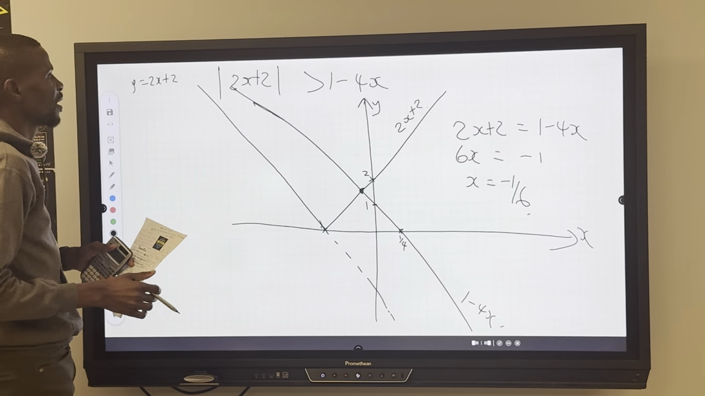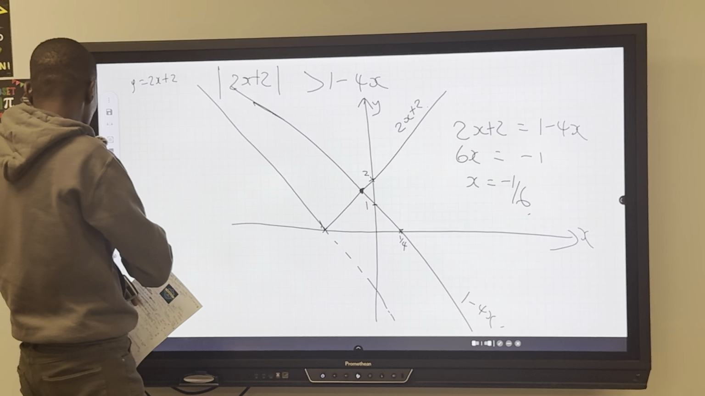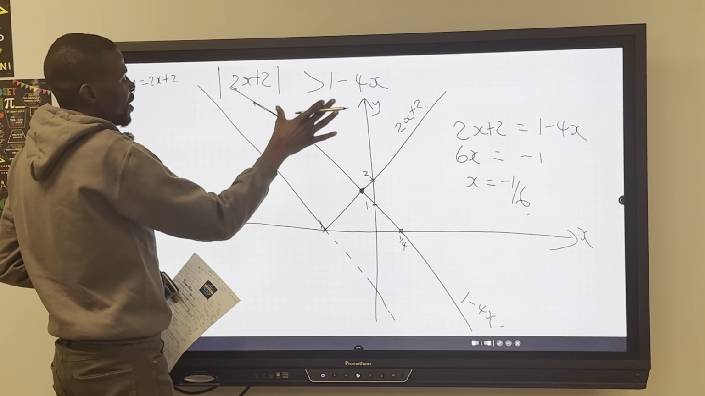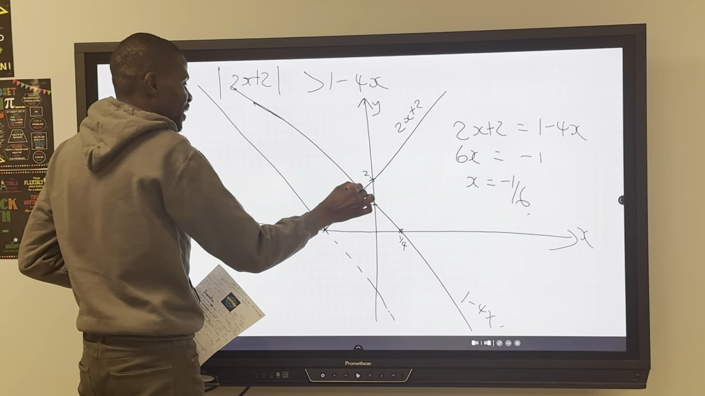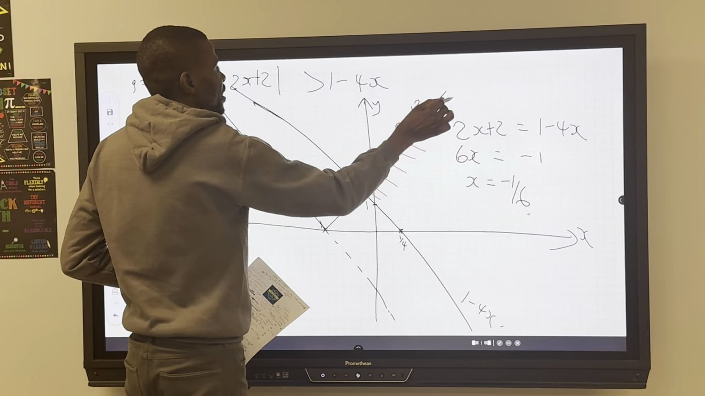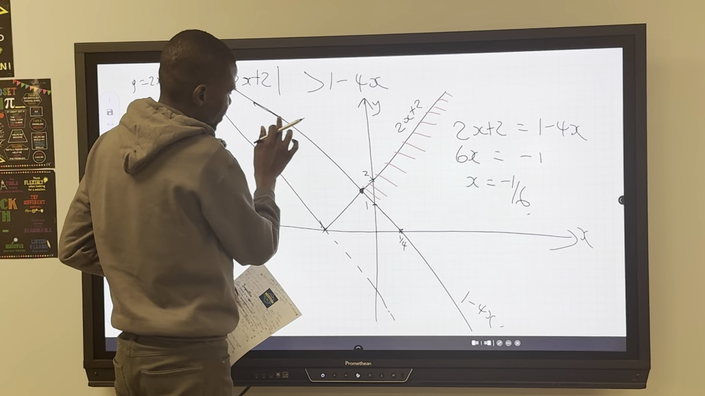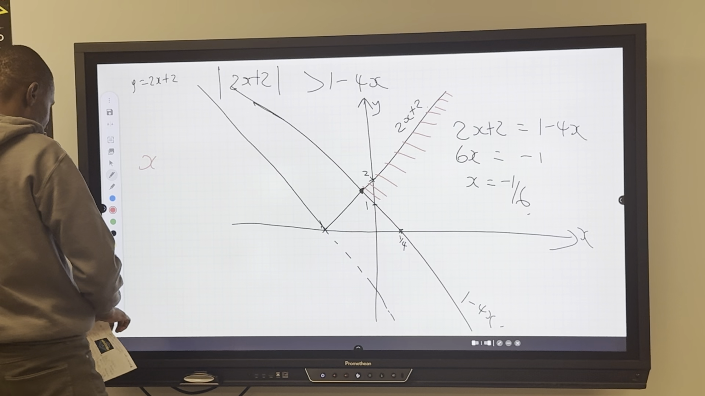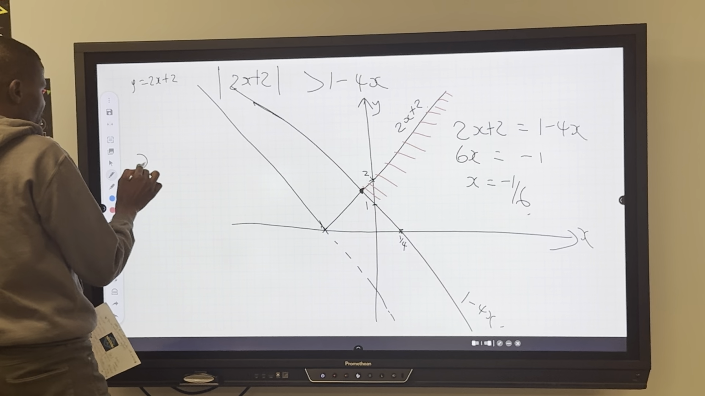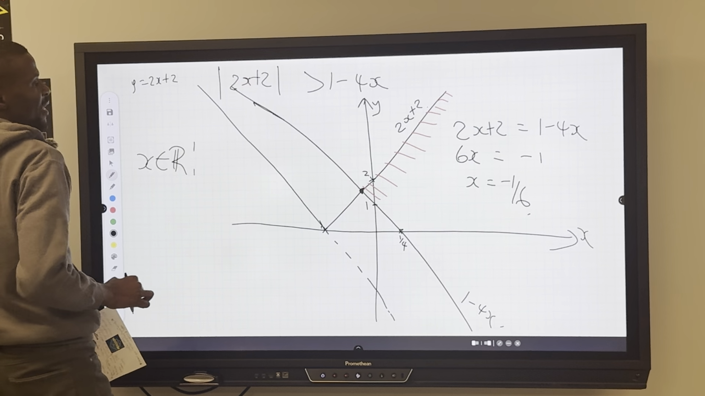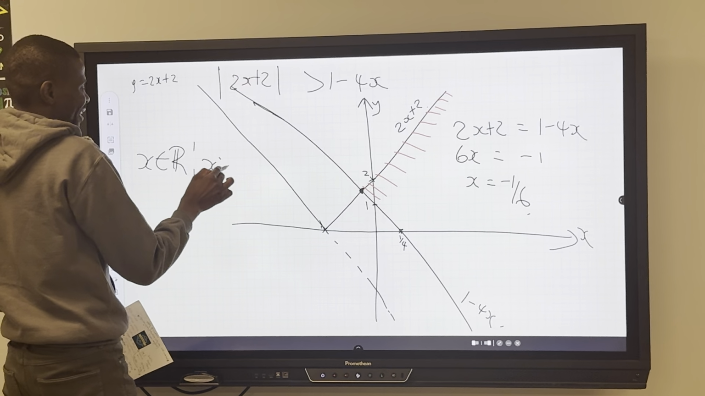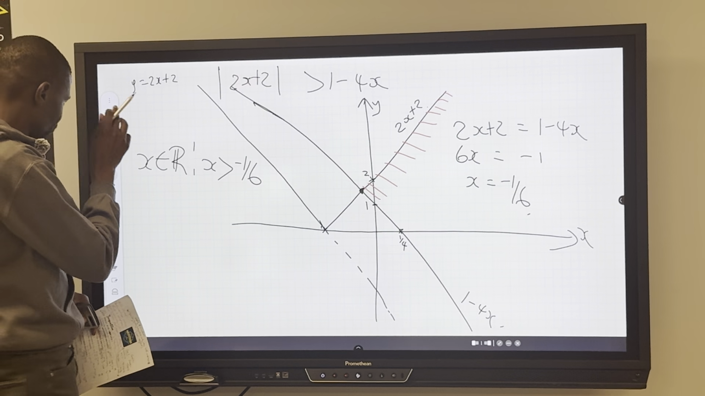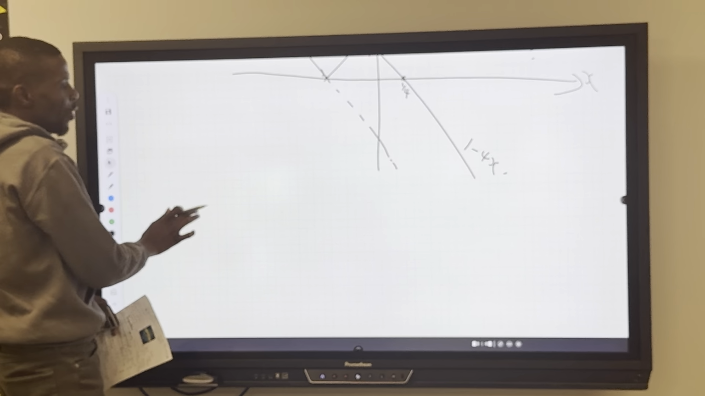But now coming back to the inequality, we want this region where the absolute value is more than. So the absolute value is this one. It's only greater at this part. That's where y values are higher than these ones. So the solution set here is just x is an element of real numbers such that x is greater than negative 1 over 6. Right. Now, let's go algebraically.